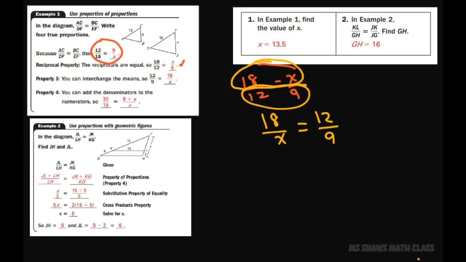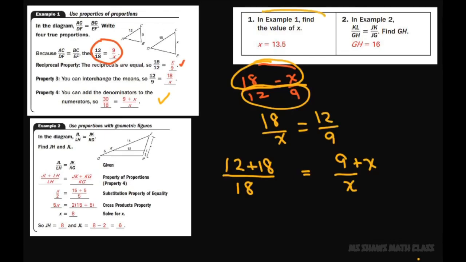And then we can also add our denominator to the numerator. So basically, if you look at, let's see, what did they do here? So if they do 9, we're going to use this one. 12 to 18 equals 9 to x. What they did is they just added the 18 here and the x here. So that's the property 4.